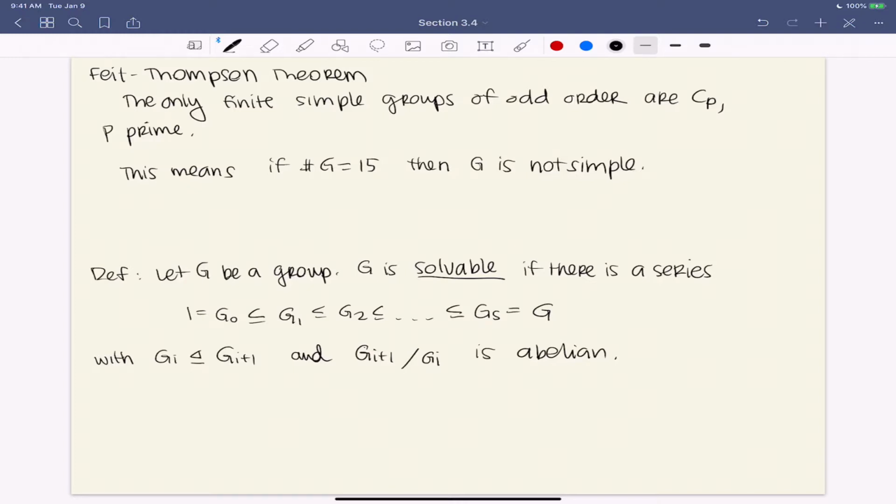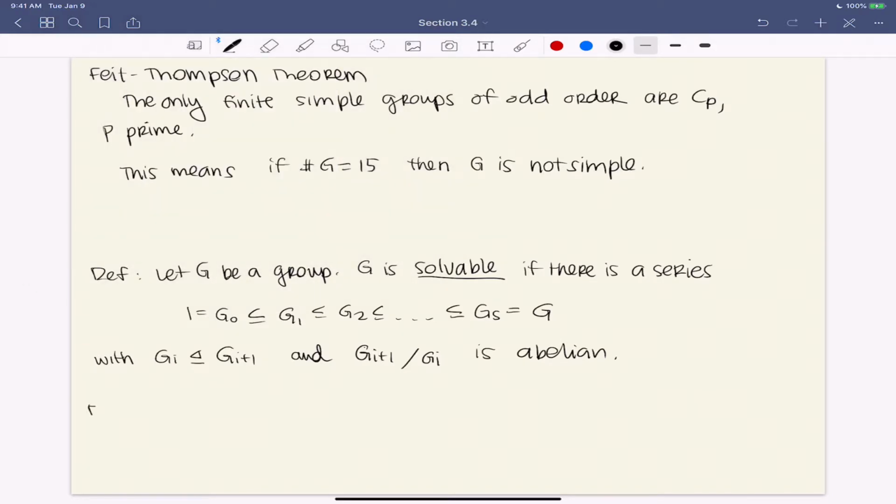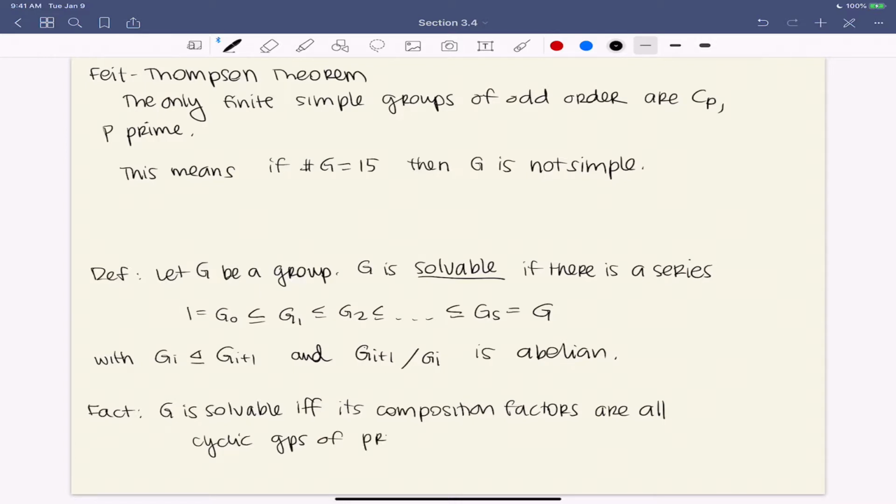But there is a connection, right? You're basically building the same kind of thing, so there has to be a connection. So fact: G is solvable if and only if its composition factors are all groups of prime order. Okay, so maybe different primes, right? I'm not saying there's one prime, but the composition factors have to be cyclic groups of prime order. And what's the connection? Well, cyclic groups of prime order are the only abelian simple groups.